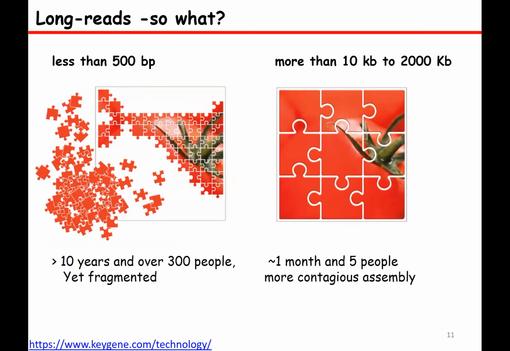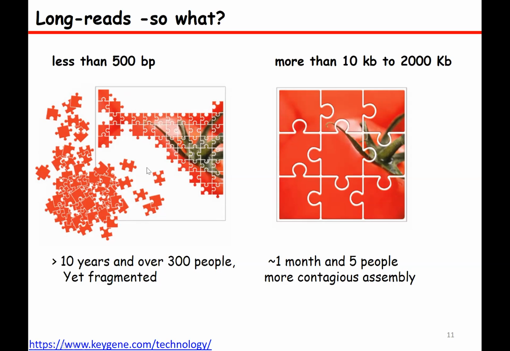Okay, so using long read sequencing technology, you get long reads. So what's the matter? Why do you need them? What's the importance of these long reads, especially for plant genome assembly or annotation? For example, here on my left, the tomato genome was sequenced using short read sequencing technology, mostly reads of less than 500 base pairs, for more than 10 years with the effort of 300 people around the world. But yet it's not complete. It's very fragmented.